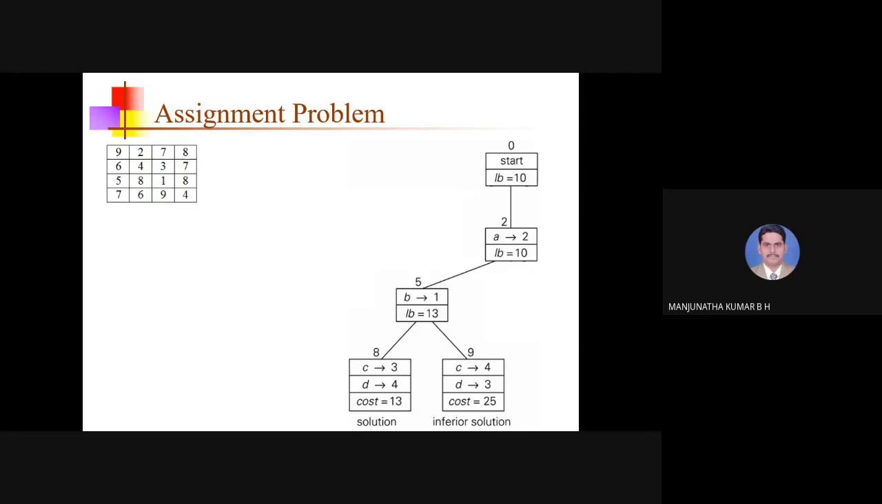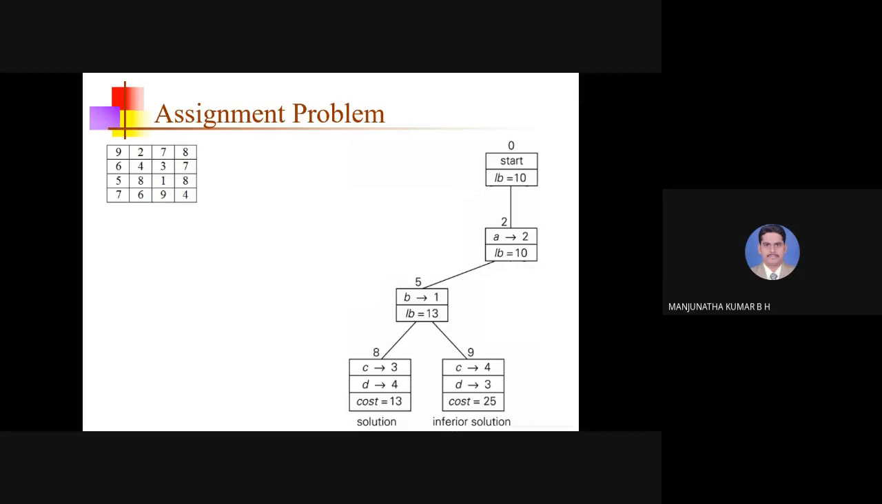So when I explore node 5, I can assign a job to person C now because A and B are over. Now I have to assign a job to person C. See, when I assign a job to person C, only one job is left and one person is left. That is person D. So in node 8 and node 9, I am doing calculation for both person C as well as for person D also. Because if I give job 3 to person C, obviously I have to give job 4 to person D.